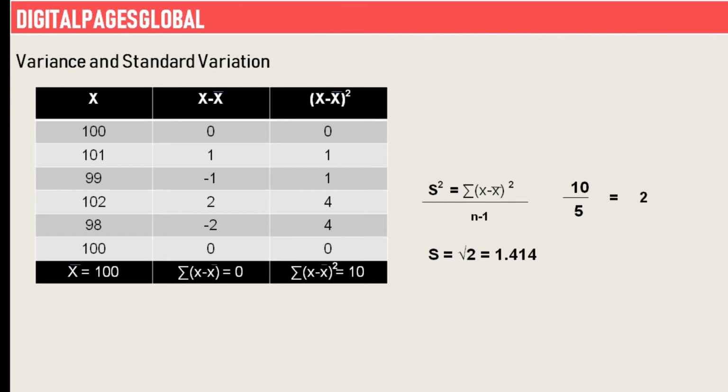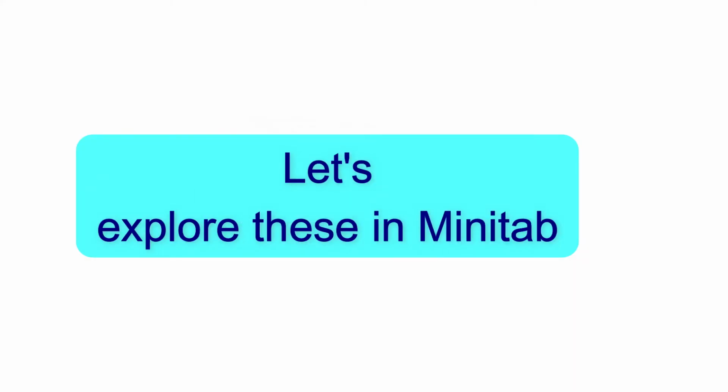So the advantage of using a standard deviation is it considers every value from the center value, and it also represents the original data set, unlike variance, which is why standard deviation is probably the most used measure of variation in statistical analysis. Alright, let's explore this in the Minitab now.